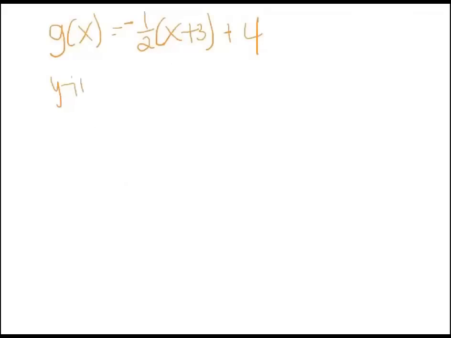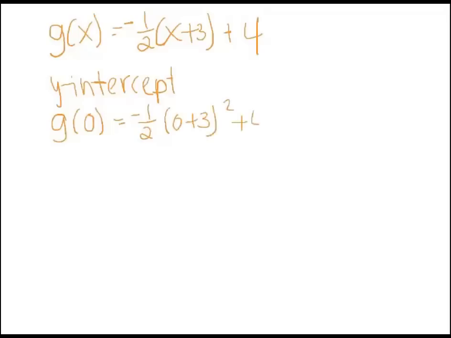Now if I want to find the y-intercept, well, we know how to do that, right? Because if a graph crosses the y-axis, that means that that point has an x value of 0. So we'll just substitute 0 for x. So 0 plus 3, that's 3. Squared is 9. 9 times negative 1/2 is negative 4.5. Plus 4 is negative 1/2. Right? So the y-intercept is 0, comma negative 1/2.